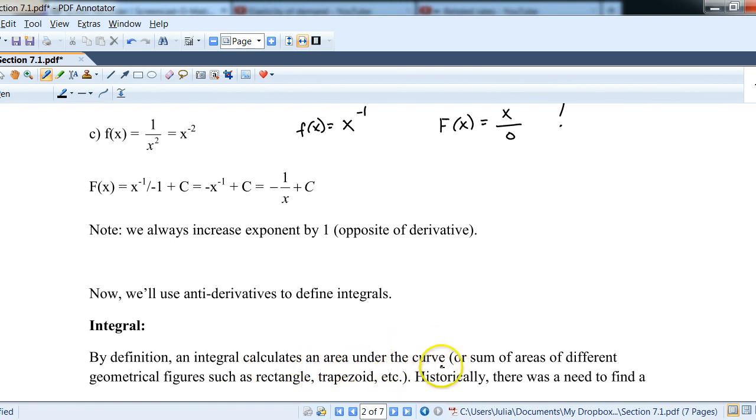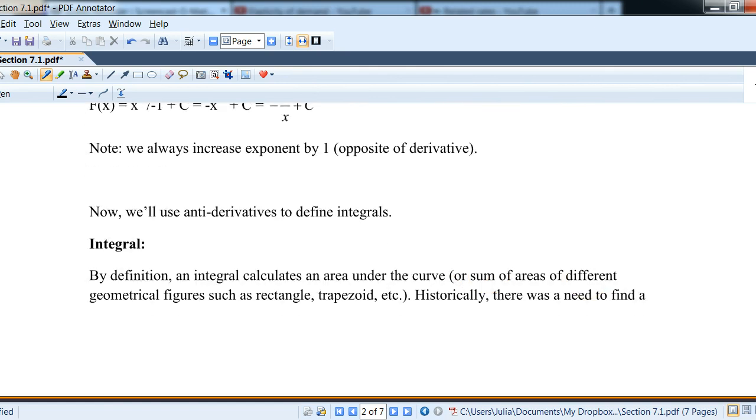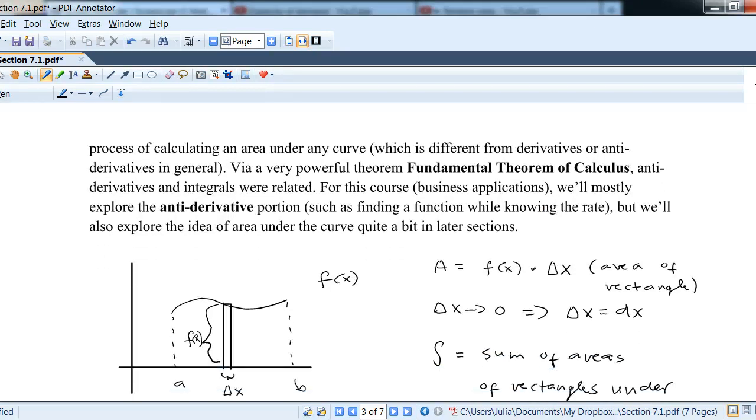And a lot of times in business situations, if you're given a rate, if you know how fast something is increasing the cost, let's say you know the marginal cost, how do you find the actual cost and so on? So you are reversing the process, but essentially we are calculating the area under the curve when we calculate cost given the marginal cost. So historically, there was a need to solve this problem. This is why it was found this way.